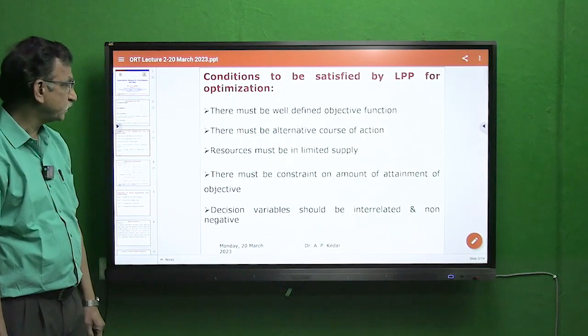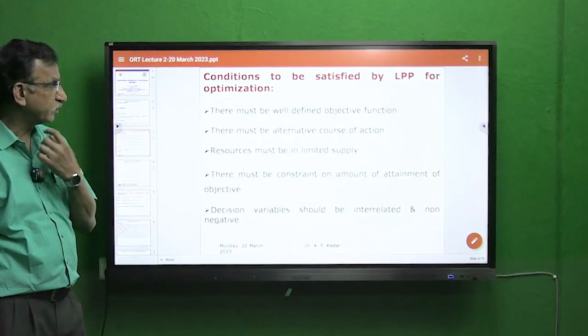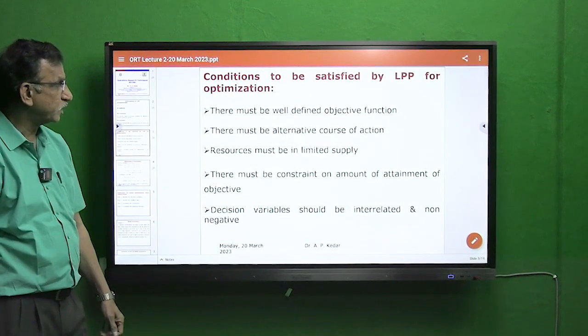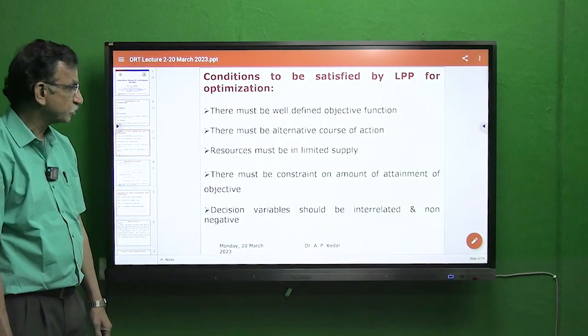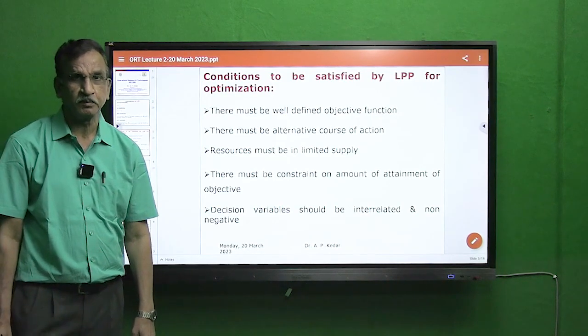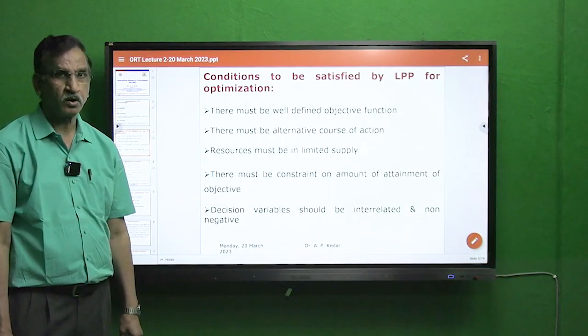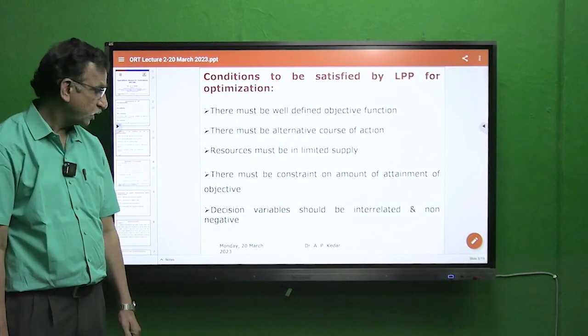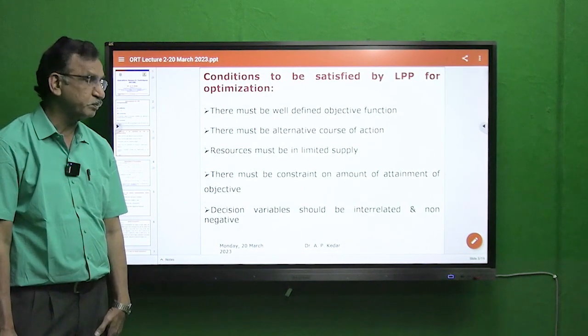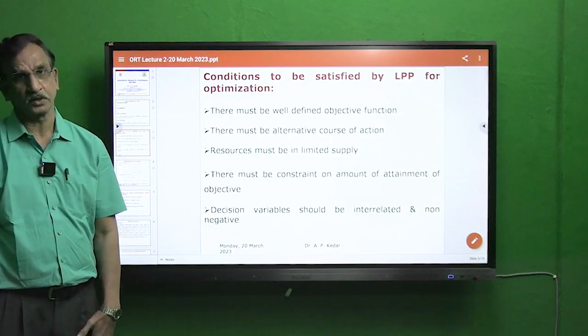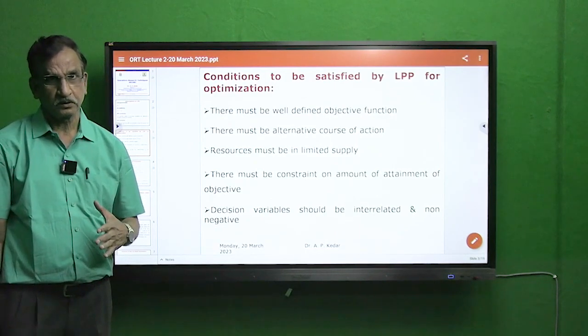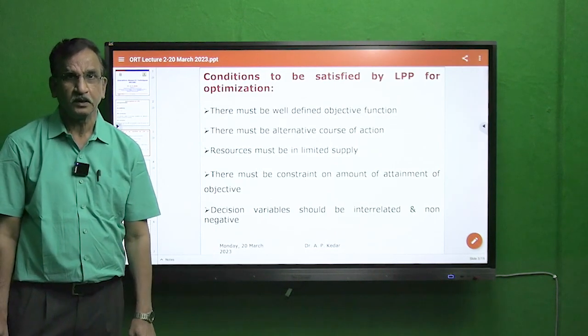We have seen that there must be a well-defined objective function, there must be alternative courses of action, resources must be available in limited supply, there must be constraints on the attainment of the objectives, and decision variables should be interrelated and non-negative. We have seen these parameters in much detail.